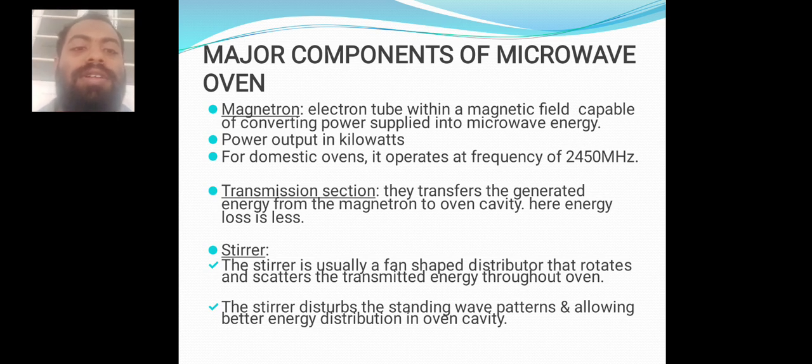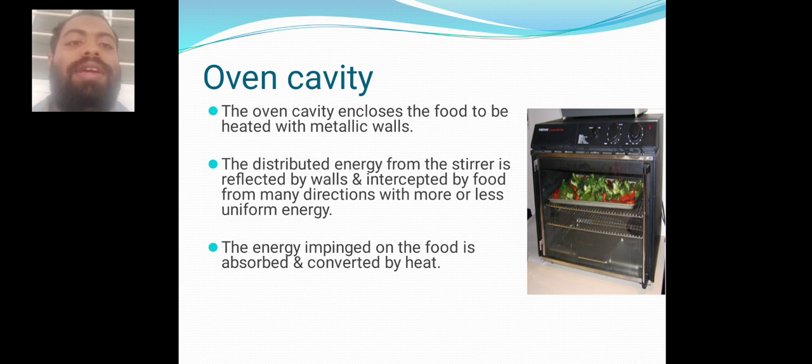Stirrer. The stirrer is usually a fan-shaped distributor that rotates and scatters the transmitted energy throughout the oven. The stirrer disturbs the standing wave patterns, allowing better energy distribution in the oven cavity. The oven cavity encloses the food to be heated with metallic walls. The distributed energy from the stirrer is reflected by the walls and intercepted by the food from many directions with more or less uniform energy. The energy impinged on the food is absorbed and converted to heat.